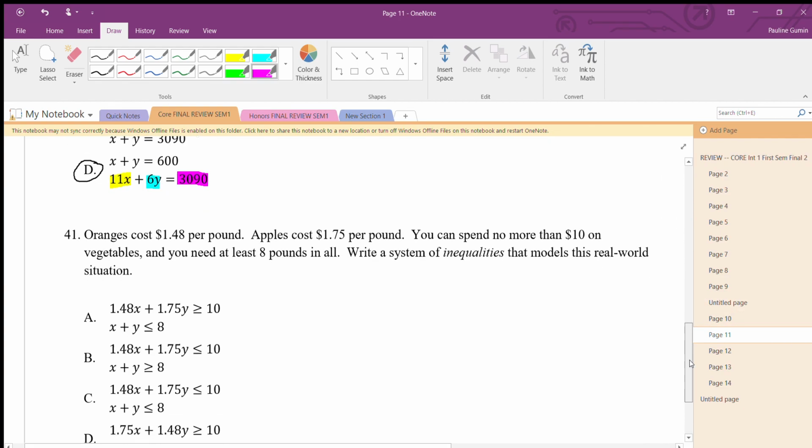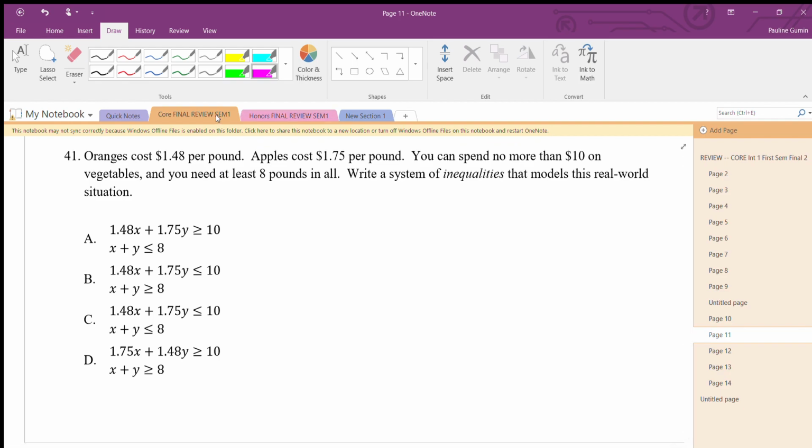Oranges cost $1.48 per pound, apples cost $1.75 per pound. You can spend no more than $10 on vegetables, and you need at least 8 pounds in all. Now we're looking for a system of inequalities. Okay, so we have that oranges cost $1.48, apples cost $1.75, and I can spend no more than $10. No more than means less than.